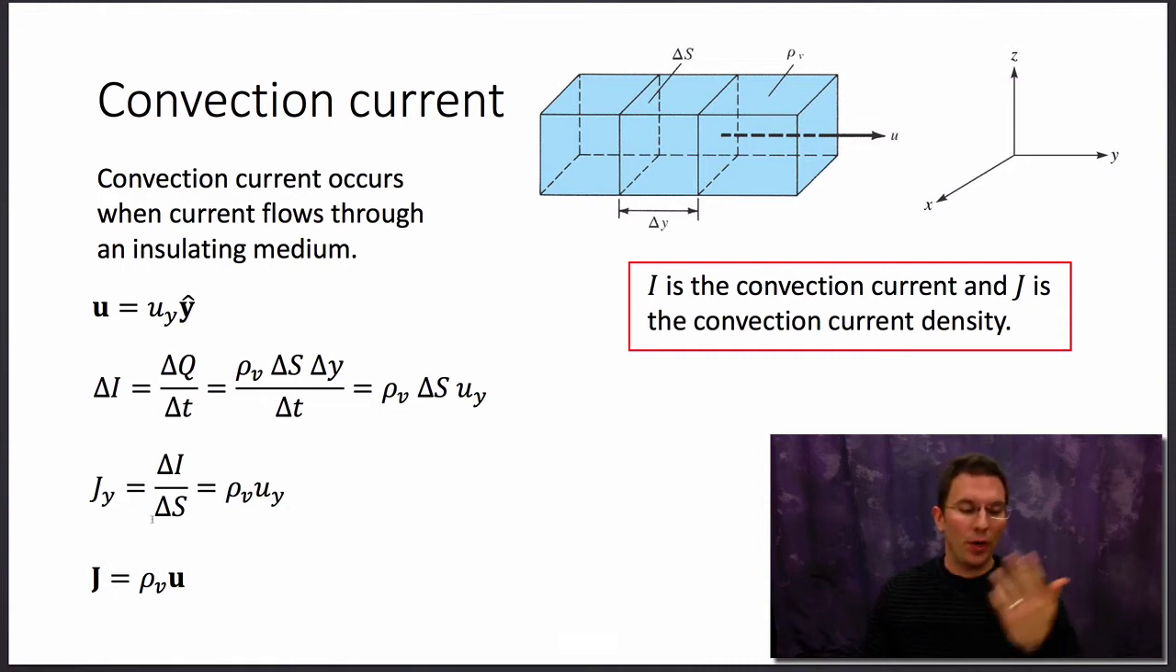And so, just to generalize this to any direction, it turns out that the convection current density J here is equal to the volume charge density times the velocity, wherever you happen to be. Again, I is the convection current, and J is the convection current density. Okay, again, J has units amps per meter squared. I, of course, just has units of amps.